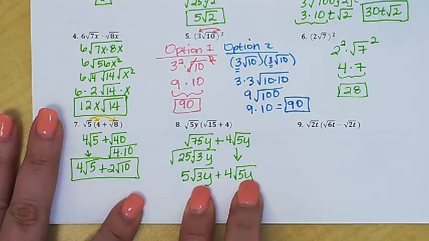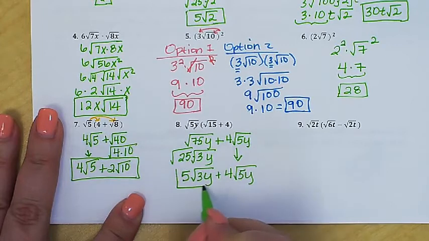Always check to make sure, are these like radicals that we could add? If so, add them together. If not, you're finished.